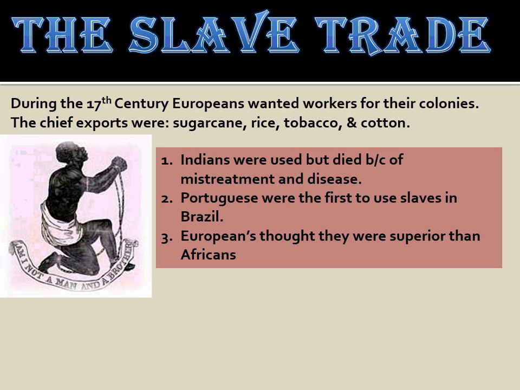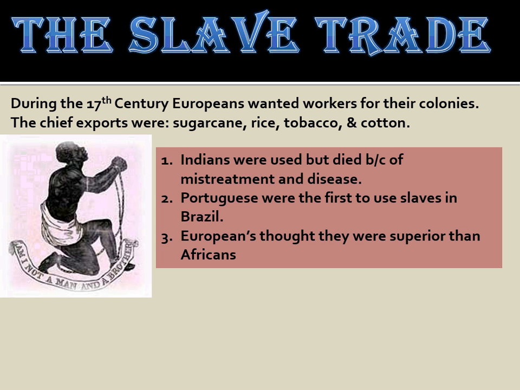The Portuguese were the first to use slaves, and they enslaved Native Americans. And because of mistreatment and disease, the Native Americans died. So then the Portuguese brought over Africans to work in Brazil. And very simply put, there's a lot of different theories about how the ideas of slavery began.